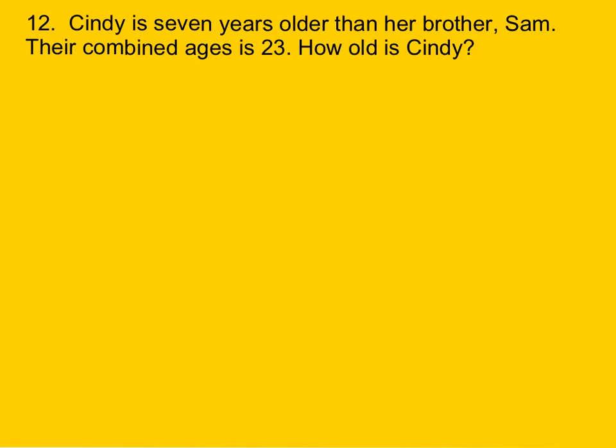All right, next question. Cindy is 7 years older than her brother Sam. Their combined ages is 23. How old is Cindy? This kind of seems like another one of those problems like the summer and spring, where we're first going to write a generalized equation. We have 2 people here, Cindy and Sam. We know that when you add their 2 ages together, you get 23. So let's start with the equation C plus S equals 23.